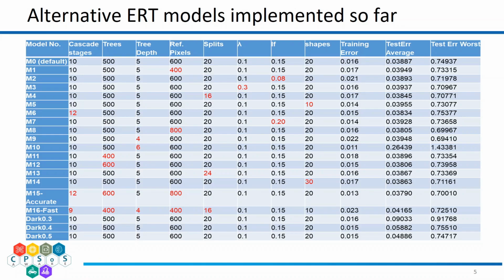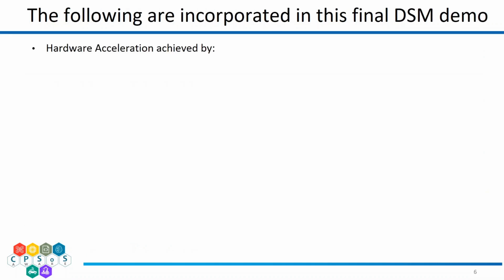Here you can have a glance at the various ERT models that have been trained so far. These models differ from the default in the number of cascade stages, trees, reference pixels, etc. Customized hardware with different features is needed to support each one of these models.